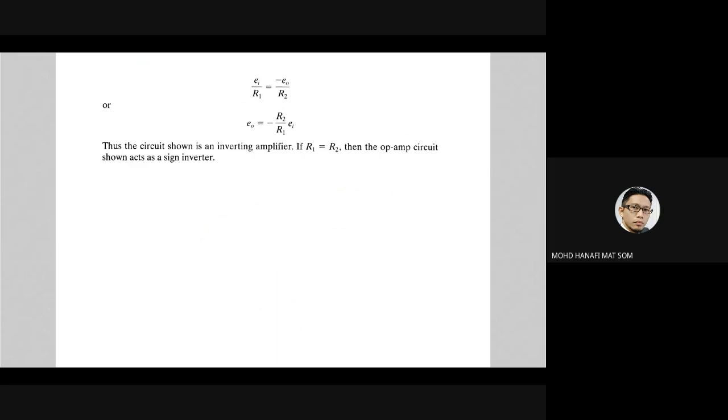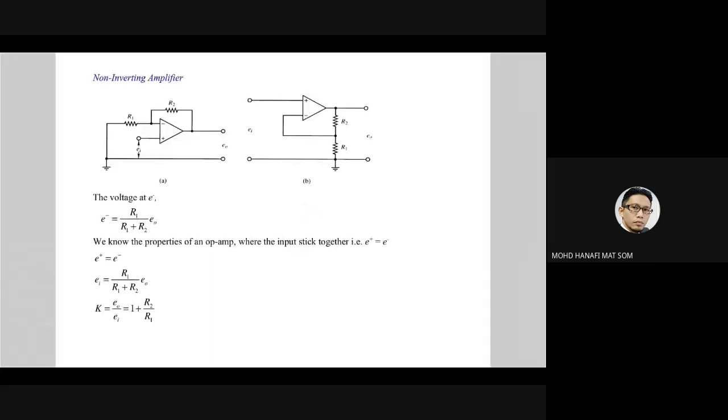Any question? That's why this configuration is called an inverting amplifier, because we have an output that is inverted from the input. If we have EI, the output will become negative E naught. Okay. Any question? No? So I proceed with the non-inverting amplifier.